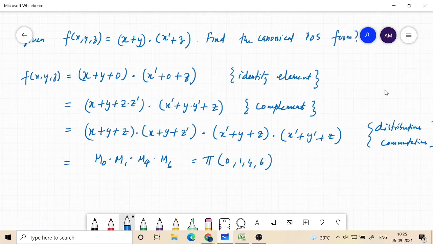So this is the way we can go. If you want to go from the standard form to the POS form, for POS you introduce 0 and then use the distributive property and expand it like this. And yeah, so that's it.